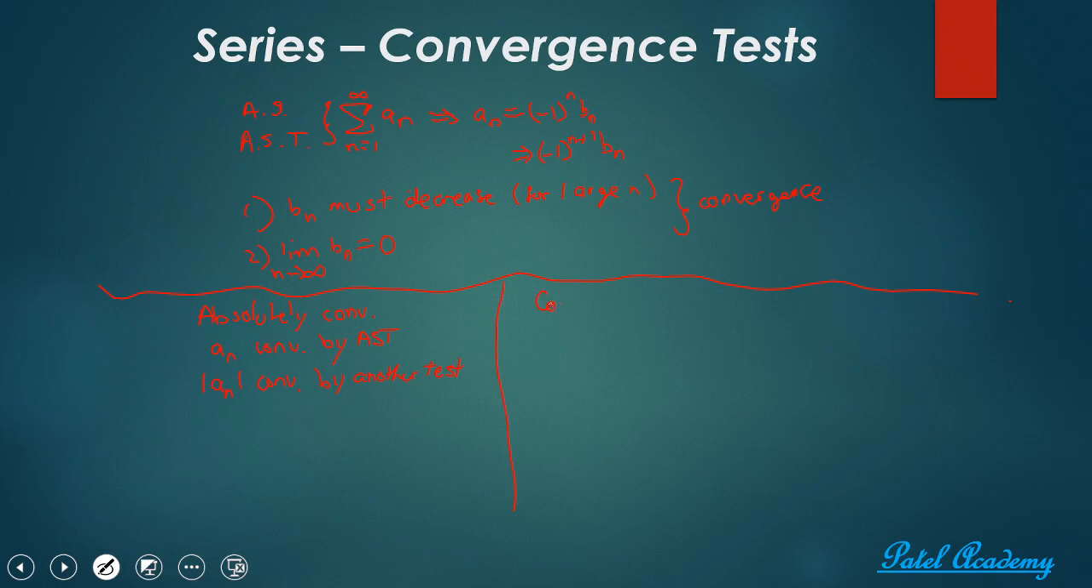Then there's also the second type, which is conditional convergence. So what does this mean? a at n will converge by the alternating series test, but the absolute value of a at n diverges by some test. And so that's the idea of conditional versus absolute convergence. In one of them, it converges depending on what test you use. In the other one, it's always going to converge regardless.